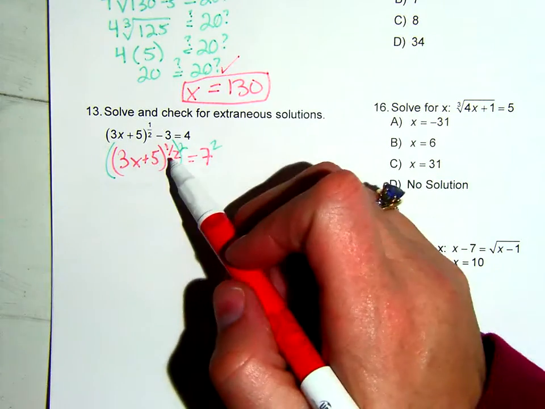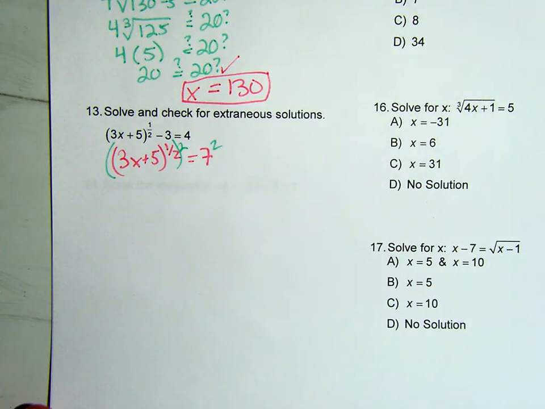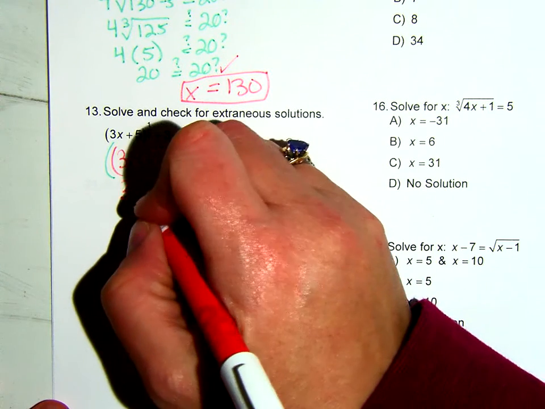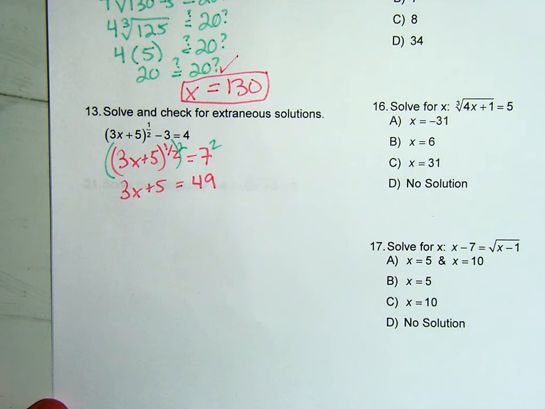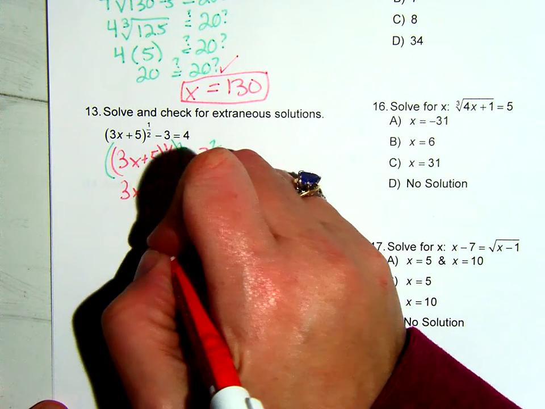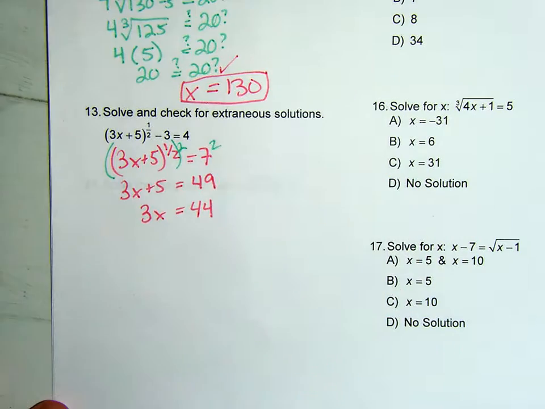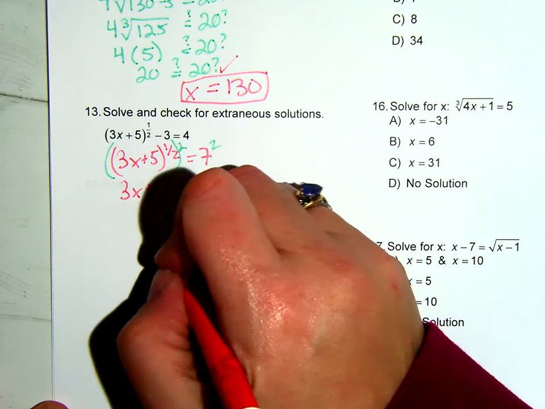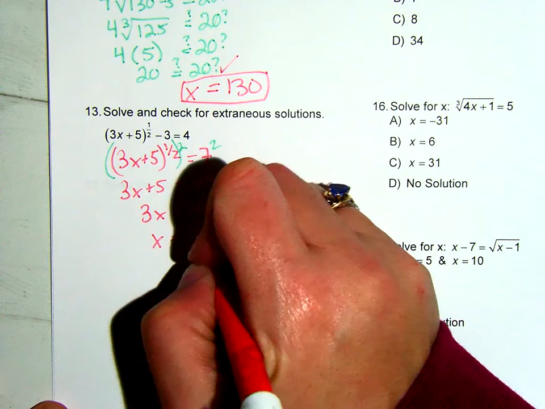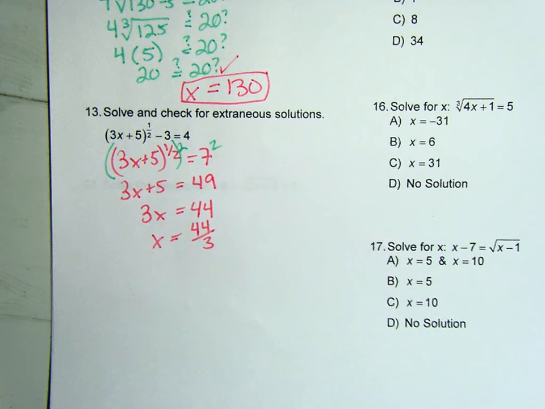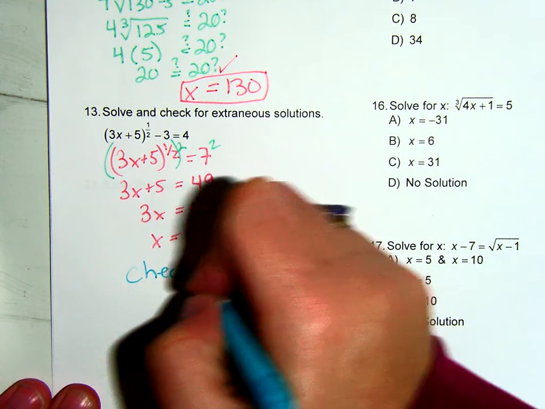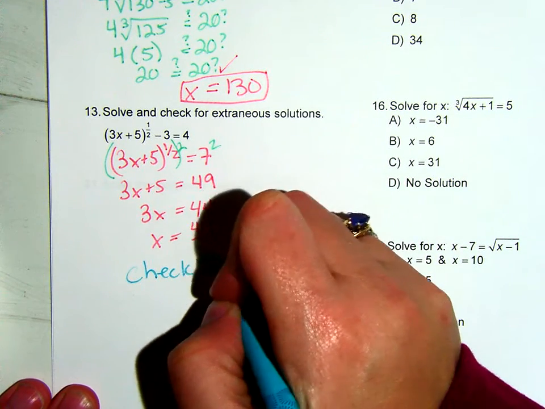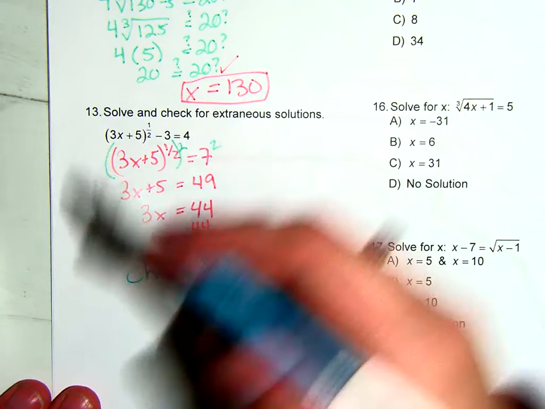So now the half and square cancel. We are left with 3x plus 5 equals 49. Subtract 5 from both sides, so we get 3x equals 44. Divide by 3, and we have x equals 44/3. Again, we cannot say that is our answer until we check that answer. So, we are going to check 44/3 in our original problem.